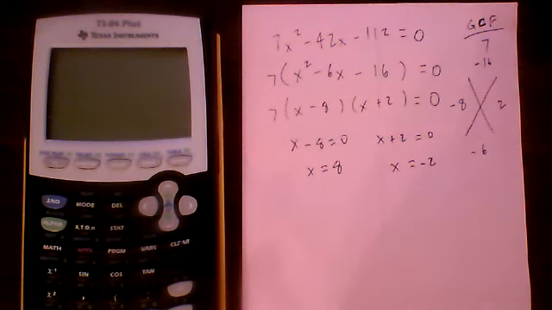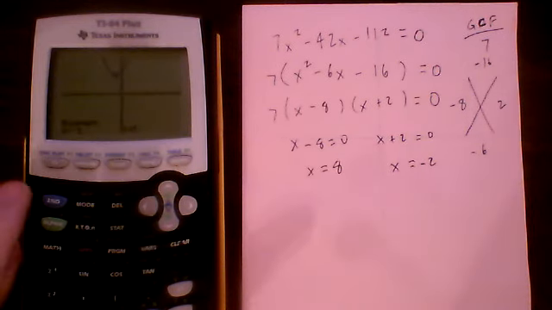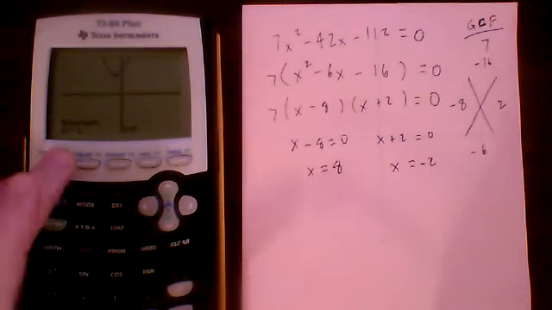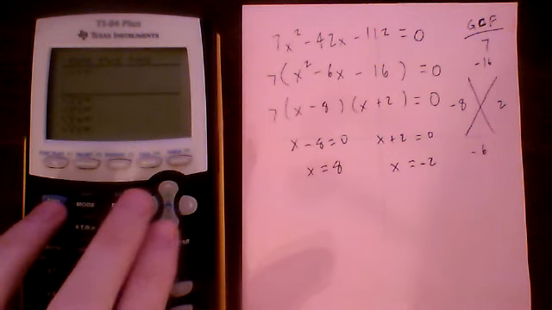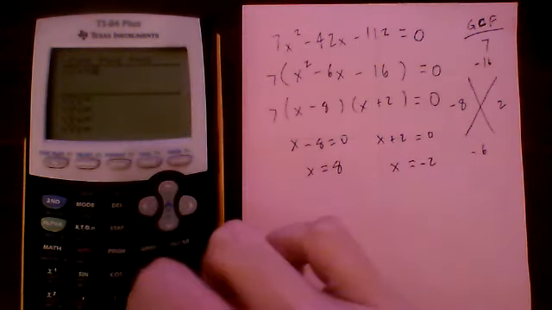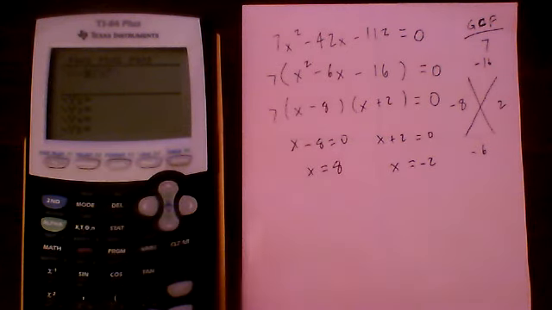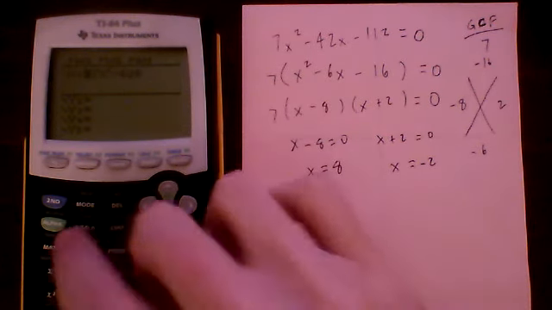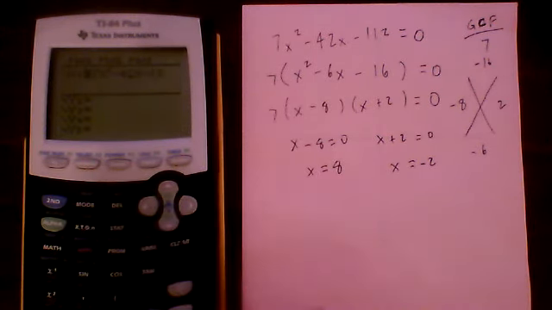If you'd prefer to use the calculator and the technology to help us out, we can do that as well. Let me show you how that would work. So what I'm going to do is I'm just going to go into y equals, clear out any expression that I have in there, and I'm just going to type it in. So 7x squared minus 42x minus 112.